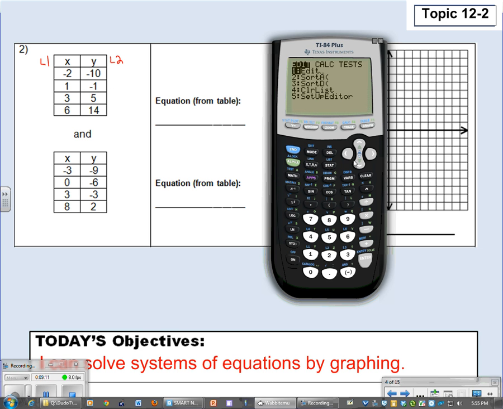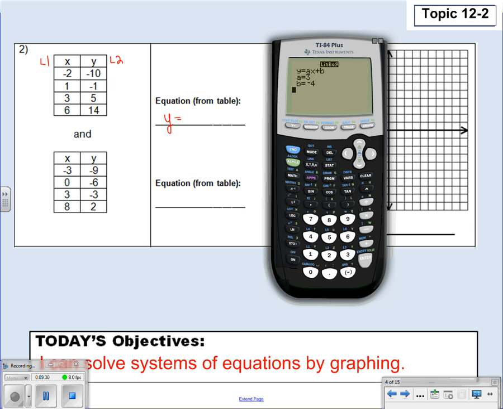We'll hit stat, scroll to calculate, number 4. If you don't have a TI-84, at this point you should just be able to hit enter. But since we're doing a TI-84 plus, we have to scroll down to calculate. We now have our equation. So our first equation is y equals 3x minus 4. Looks very familiar. From this equation, we know the slope is 3/1, and our y-intercept is at -4.